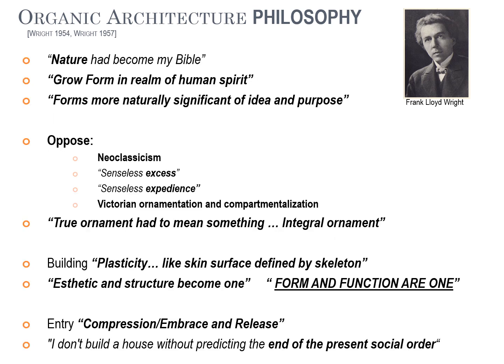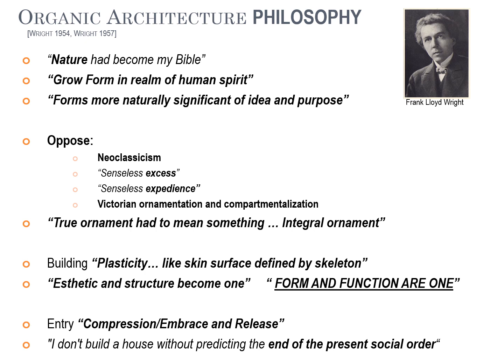More on his philosophy. Nature had become my Bible, grown form in the realm of human spirit, a form more naturally significant of idea and purpose. And so he's opposing neoclassicism and senseless excess. All the modern architects did, but he was very different from the other modern architects. Senseless expediences he also opposes, Victorian ornamentation and compartmentalization. Right, the open floor plan breaks that up, which he initiates in American architecture. He's seen it in Japanese architecture. I haven't been there yet, but he's seen it.